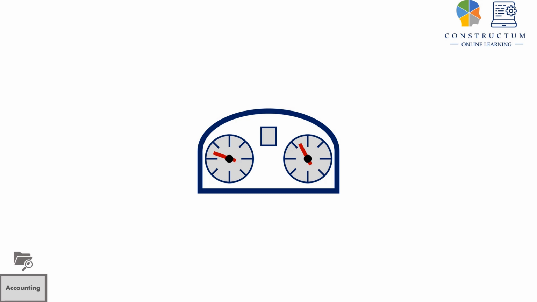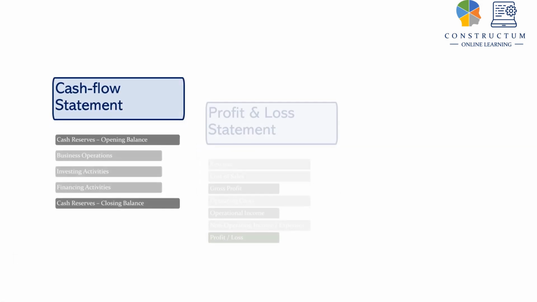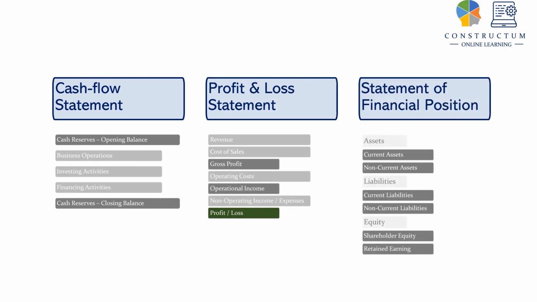In the same way, you don't need to be an accountant to drive this machine, your business, in a competent way. But you do need to understand how to interpret the information that you see on the instrument panel. Your business's instrument panel is your financial statements, consisting in the main of a profit and loss statement, a cash flow statement, and a statement of financial position.